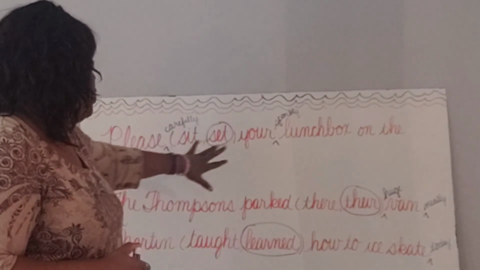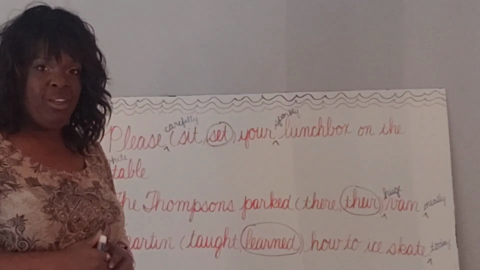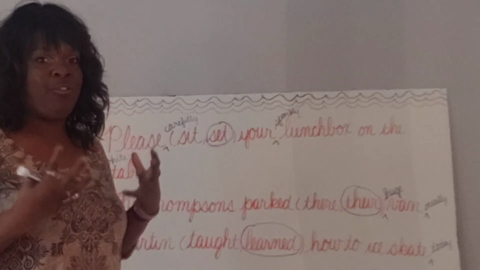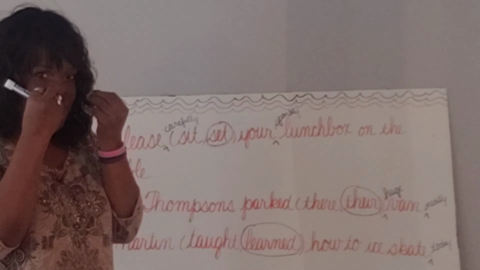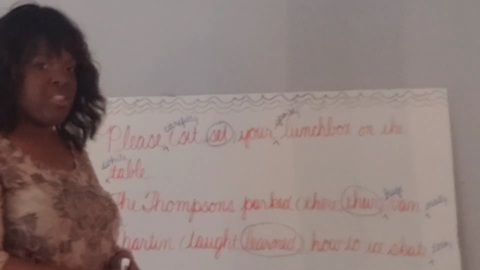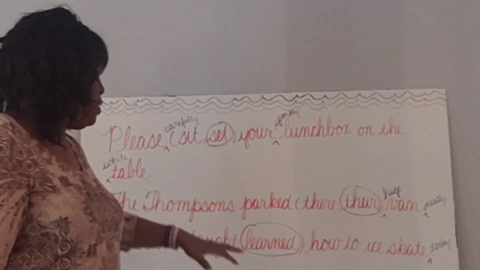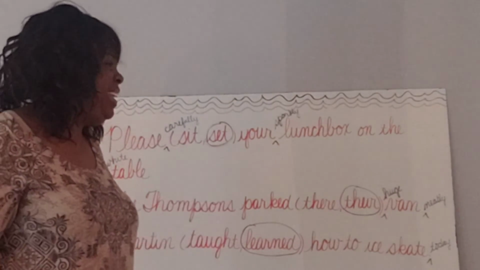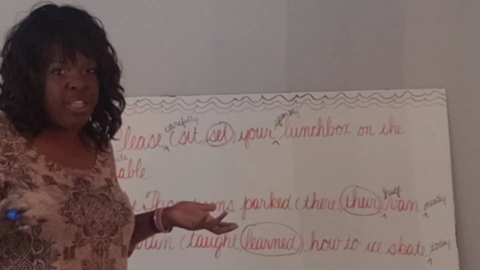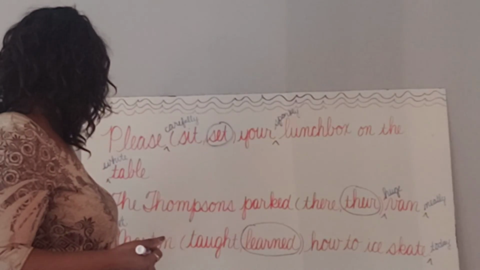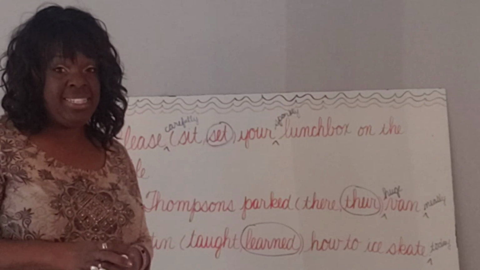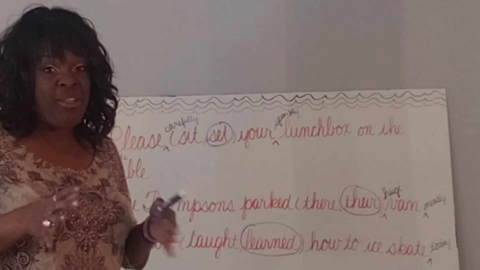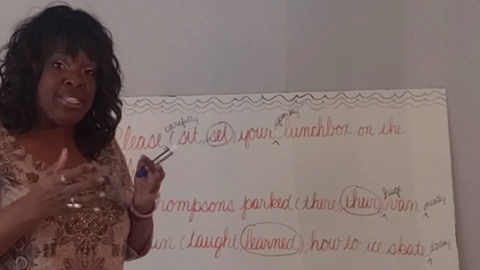Please carefully set your sparkly lunchbox on the white table. Now it's a more colorful sentence and you can picture it better than please set your lunchbox on the table. The Thompsons parked their huge van neatly, carefully. I don't know, neatly doesn't really sound right, but carefully, we could do carefully again. Quiet Martin learned how to ice skate today. So we know that he's not just this rambunctious boy, he's a quiet boy.